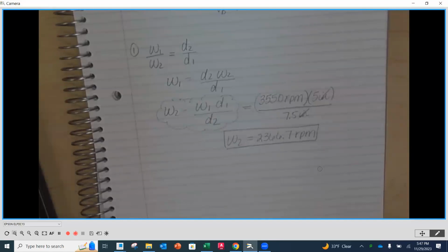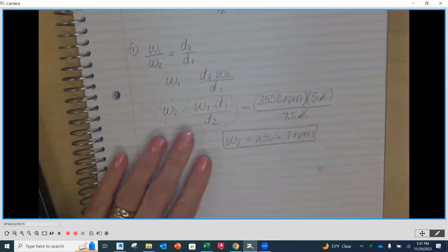All right. So now the second part of this problem is going to be, we want to know what the belt speed is. The belt speed is that VB, or the pitch line speed of the belt. How fast is it going? What is that straight line velocity component of?